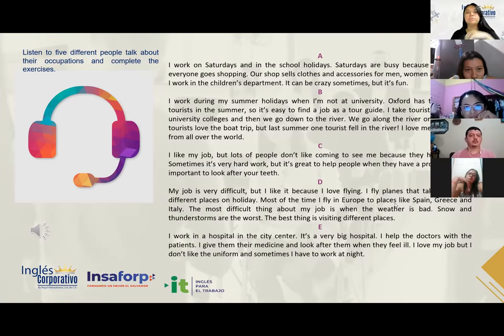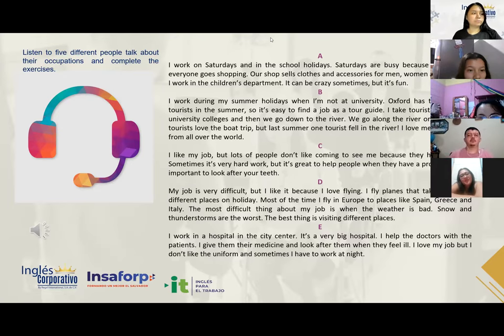I work on Saturdays and in the school holidays. Saturdays are busy because that's when everyone goes shopping. Our shop sells clothes and accessories for men, women and children. I work in the children's department. It can be crazy sometimes, but it's fun.